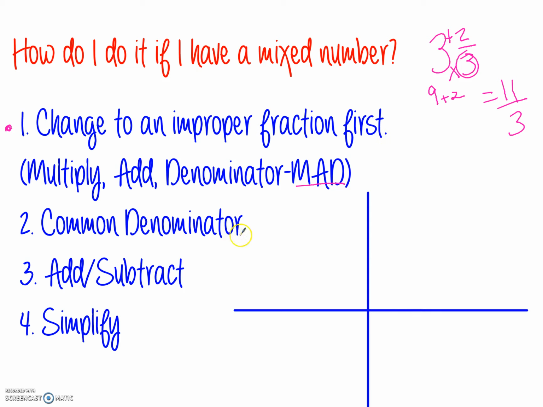And then, of course, if we're adding, we're going to find common denominators, then add or subtract, and then at the end we simplify. So those are your 4 steps. You may want to take a second and write those down. Okay, you can put those on the page with those examples we wrote down a few minutes ago.